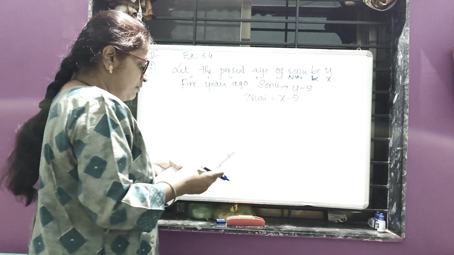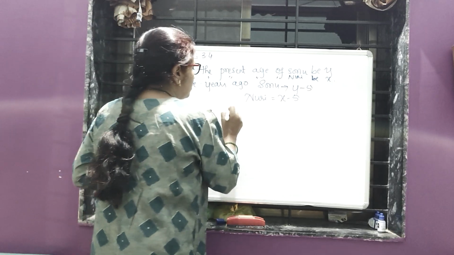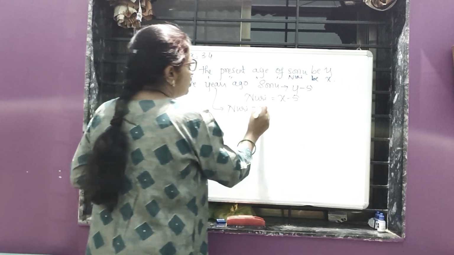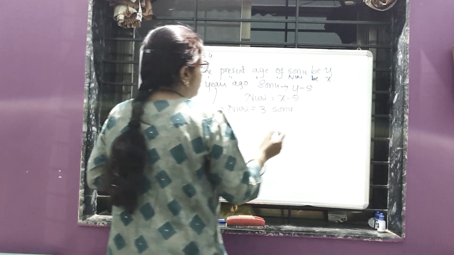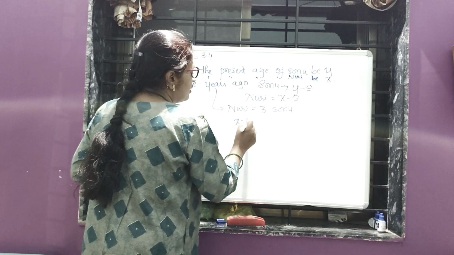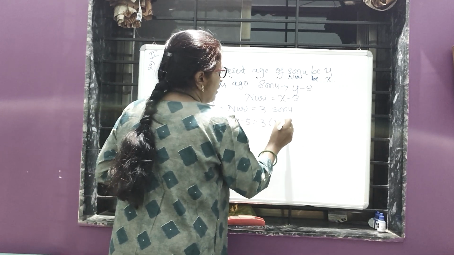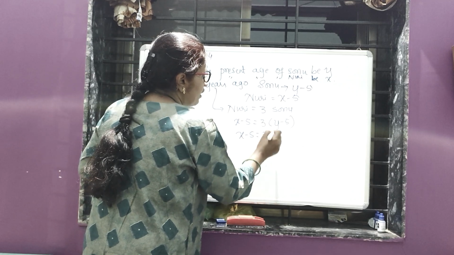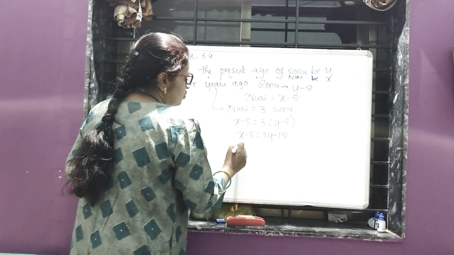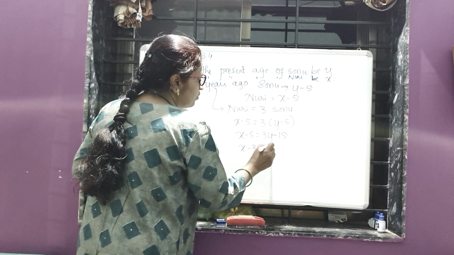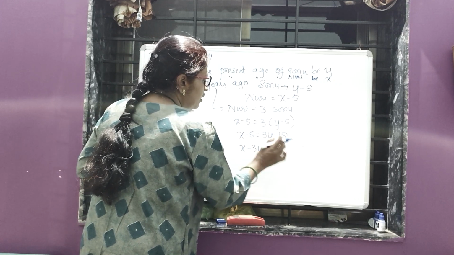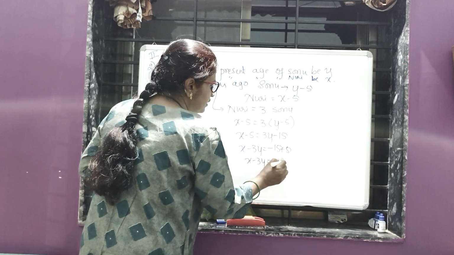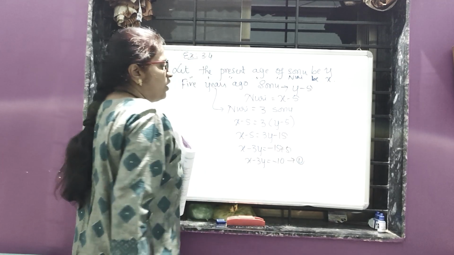So what was the relationship between them? 5 years ago, Nuri was thrice as old as Sonu. That means Nuri's age x minus 5 equals 3 into y minus 5. x minus 5 is equal to 3y minus 15. So x minus 3y is equal to minus 15 plus 5. x minus 3y is equal to minus 10. This is our equation 1, children.